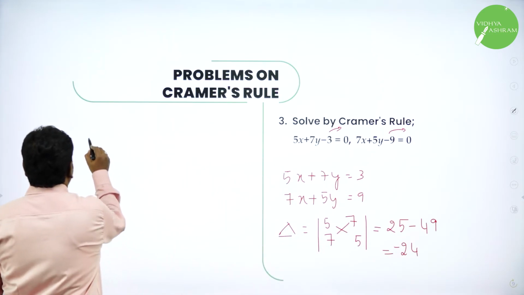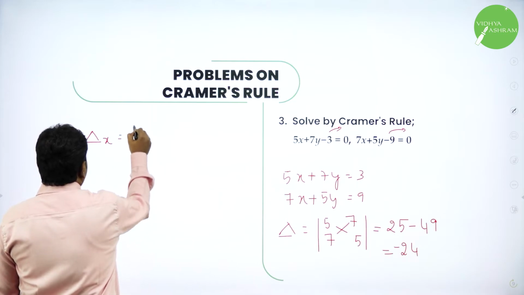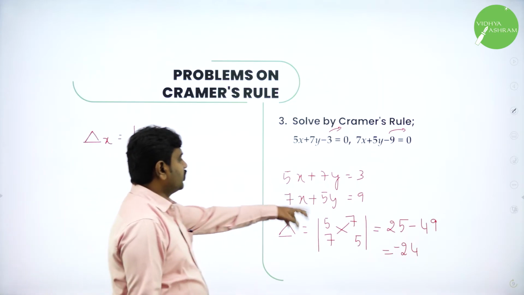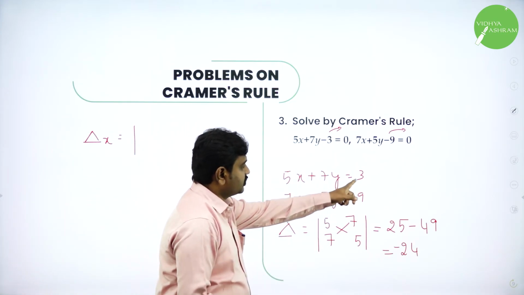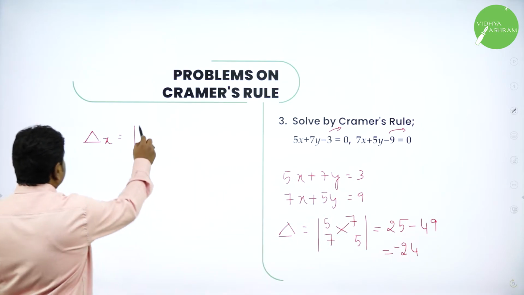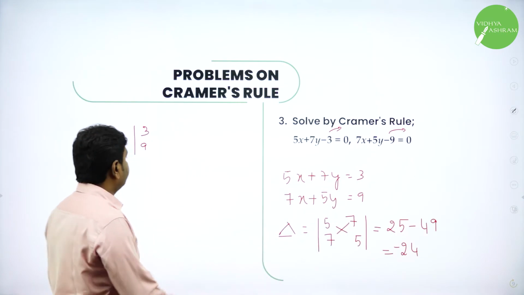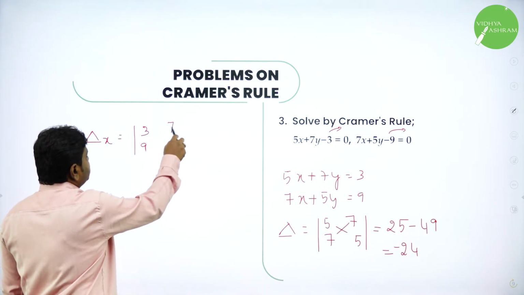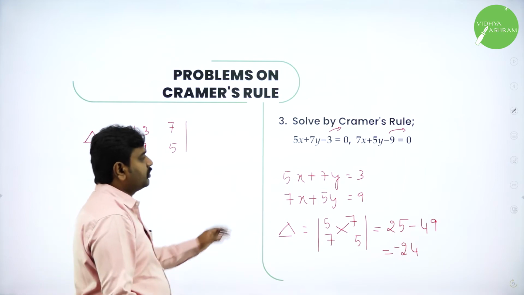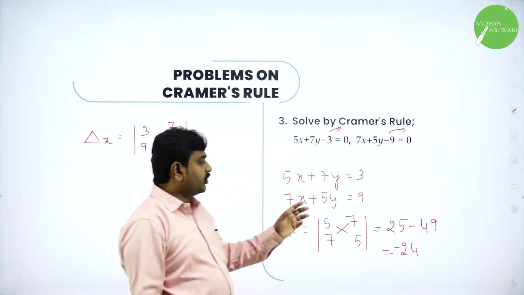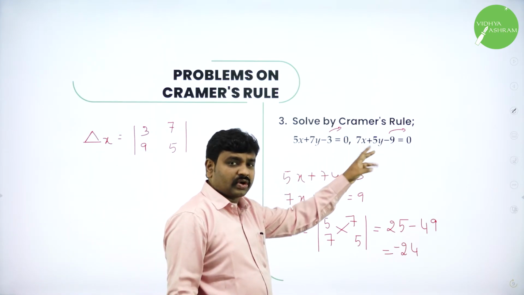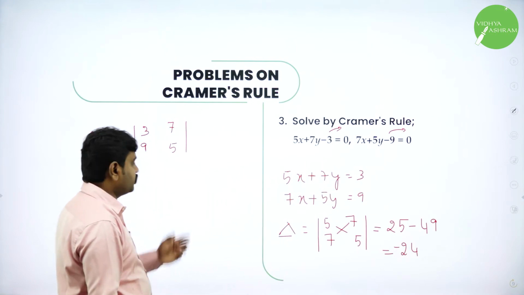Then delta x, how to find delta x? Replace the first column with constants. What are the constants now? 3 and 9, and the second column will be retained the same, that is 7 5. So you can see the difference in the problem. In the last problem, the equations were in standard form. Now we have to transfer the constant to the RHS to reduce to standard form, then you should solve, that's it.